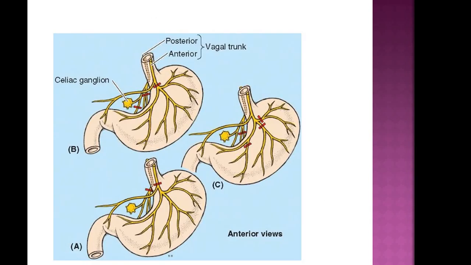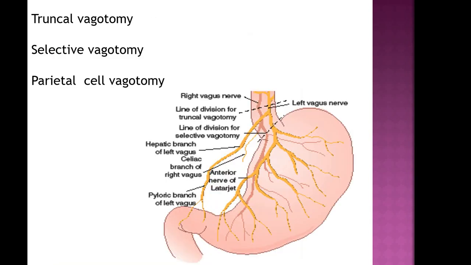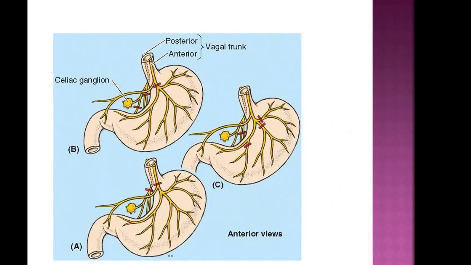Now we will study vagotomy. Vagotomy is of three types: truncal vagotomy, selective vagotomy and parietal cell vagotomy. In truncal vagotomy, the anterior vagal trunk or posterior vagal trunk gets cut. So when there is truncal vagotomy, all the branches of the vagus get cut, the gastric branches as well as the branches which supply the other organs. This is truncal vagotomy.